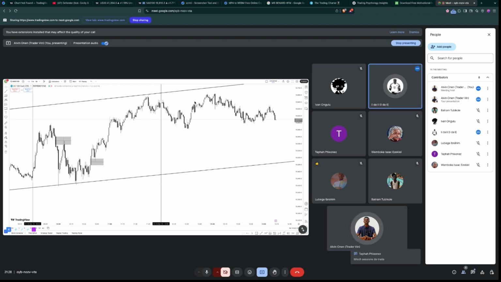Which sessions do you trade? I trade only New York. I trade the New York session. This is the New York session here. Why? Because it has big candles. It has a lot of liquidity. That's why it has big candles.